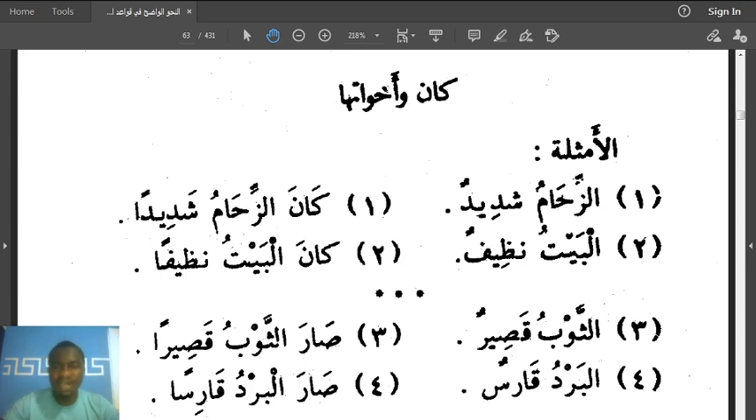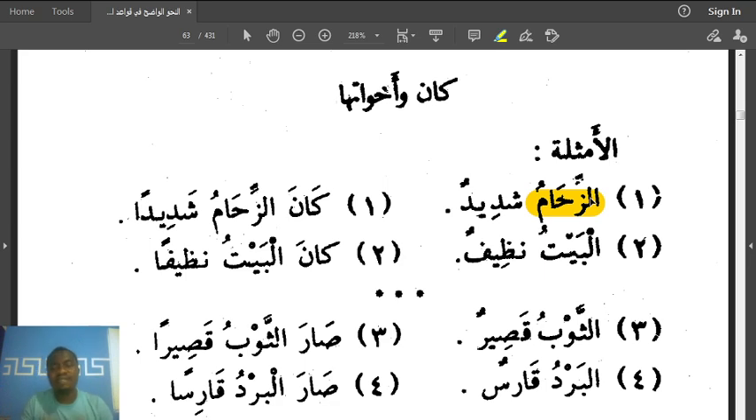Okay, now we will have a lot of words here because the examples are a whole lot, so you need to really concentrate. Okay, so here amsila, number one, it says azihamu shadidun. Azihamu shadidun. Aziham is the traffic, traffic or crowd. Some say izdiham. They all have almost the same meaning. So aziham here, the traffic, or izdiham.